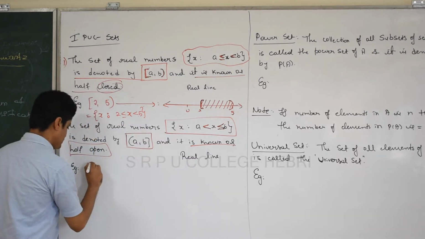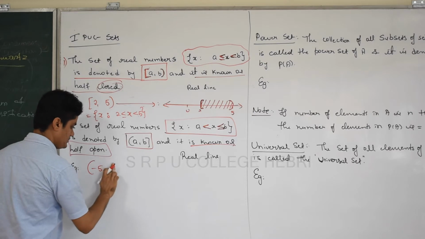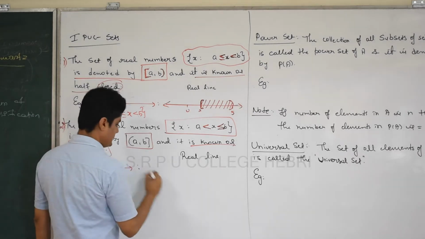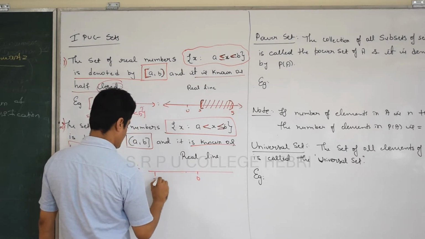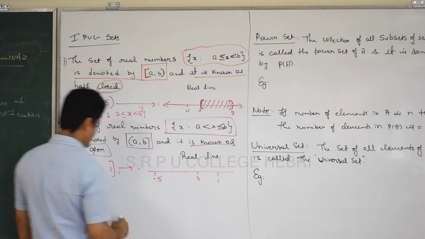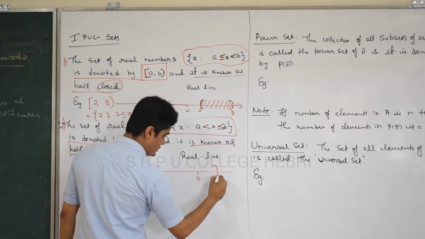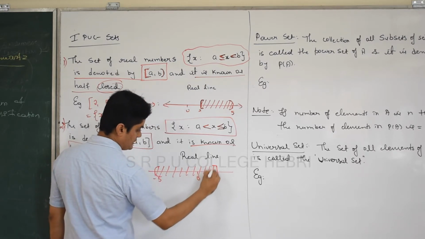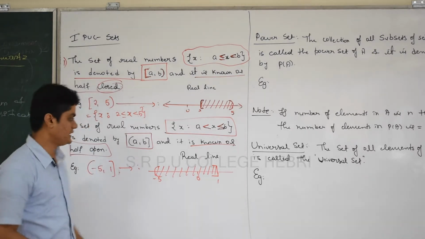For example, suppose it is like this, minus 5 to 1. Then how to represent this on a real line? Here 0, here minus 5, here 1. It represents starting from minus 5 but not including minus 5 and ending with 1, including 1. So this is the answer. Each and every real number between these two numbers will be included in the set.